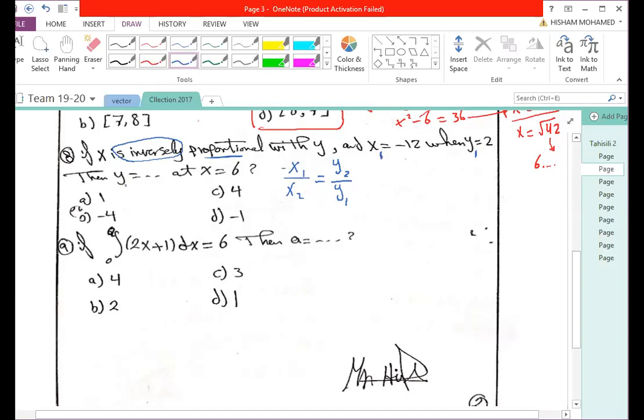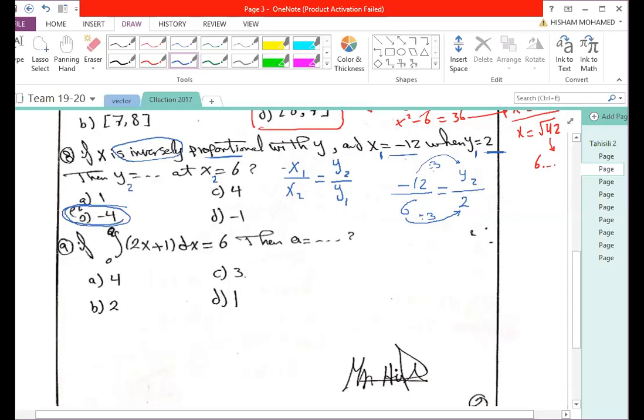Then y2 is equal to what when x2 is equal to 6? So x1 over x2, negative 12 divided by 6, is equal to y2, which I don't know, over y1, which is 2. Now, simply, 6 divided by what gives 2? 6 divided by 3. So I need to divide by 3, and negative 12 divided by 3 will give me negative 4. So the answer is B.